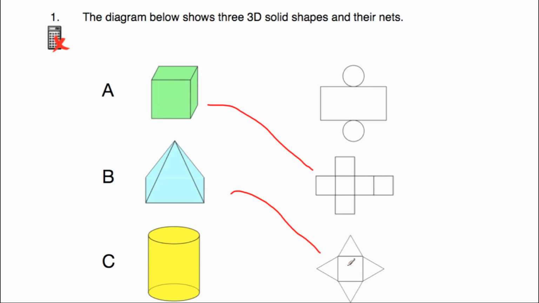And finally, we've got the cylinder, and the net of the cylinder is this net at the top here, where you've got this rectangle which would fold round to be the curved face, and then the circle on the top and the circle on the bottom. So A would match with the net in the middle, B with the net on the bottom, and C with the net on the top.